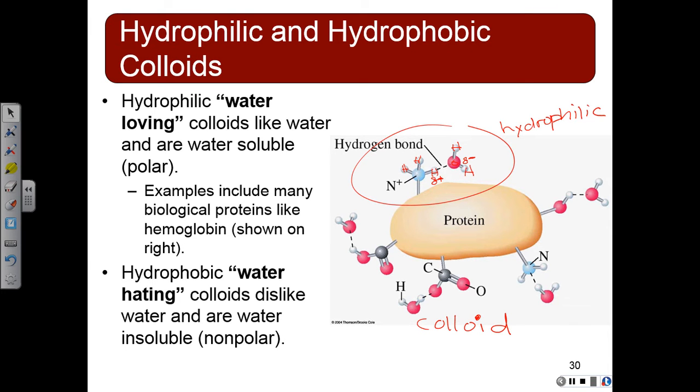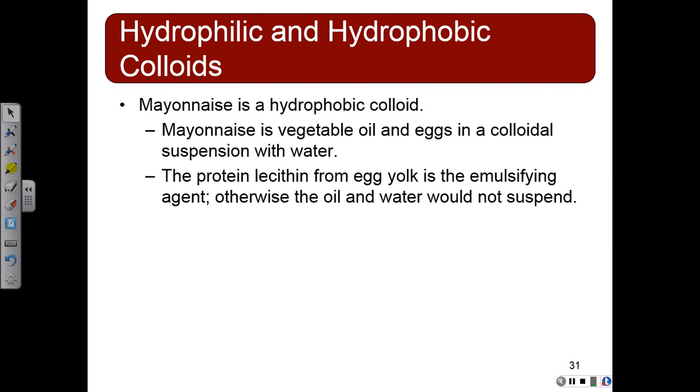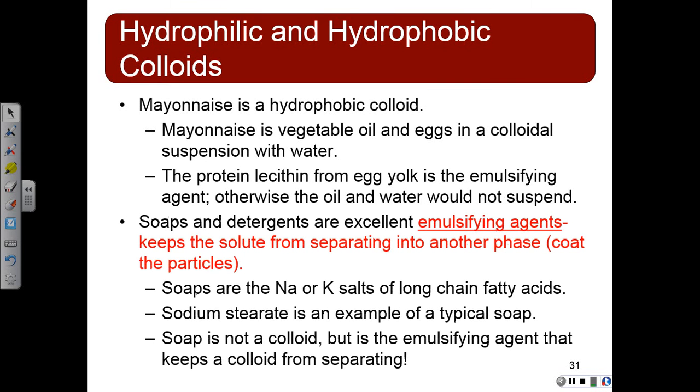We call this hydrophilic because we have that opposite charge attraction. Mayonnaise is nonpolar. We consider it to be nonpolar, so it's a hydrophobic colloid. That means it's water-hating. So going back to the emulsifying agent: soaps, detergents, anything you use, whether for dishes, shampoos, antibacterial soaps, anything like that. These are all what we call emulsifying agents, just like the egg.